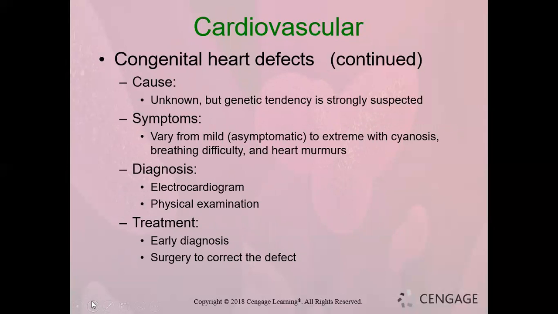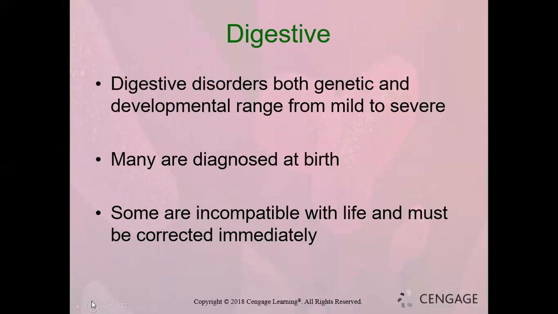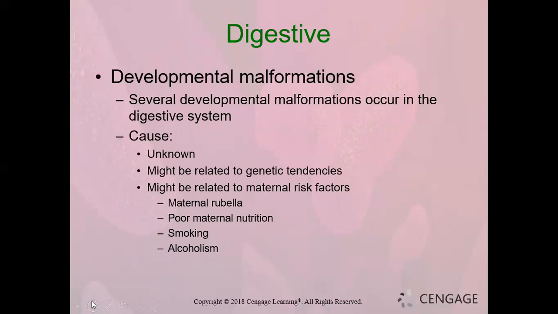Causes unknown, symptoms can vary. They're going to diagnose it by an electrocardiogram and a physical examination. You want to diagnose it early so that you can detect it and correct it. There are some digestive disorders that can range from mild to severe, but many are diagnosed at birth, and some are incompatible with life and they have to do surgery immediately. Sometimes they can do in utero surgery on some of these types of things. And there are, like I said, several different things that can occur. They don't really know why they occur, but smoking and alcoholism can play a factor.